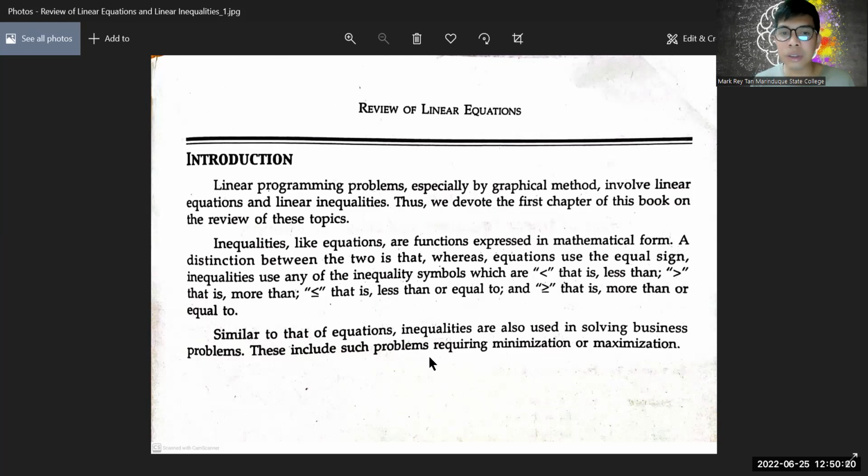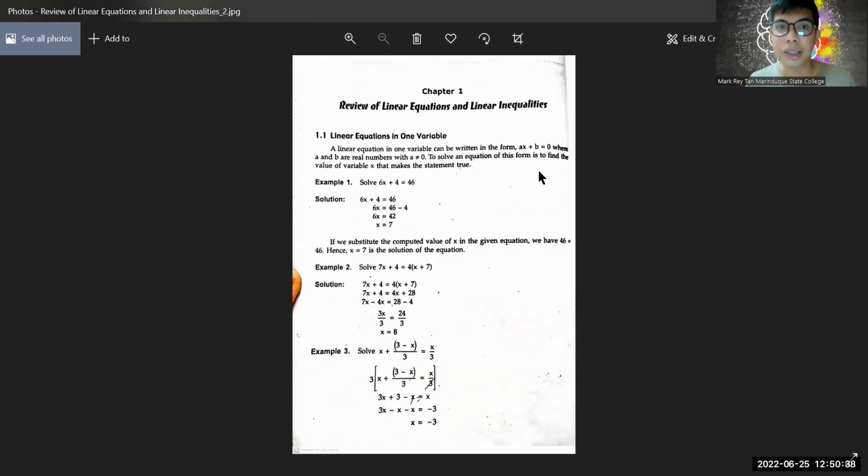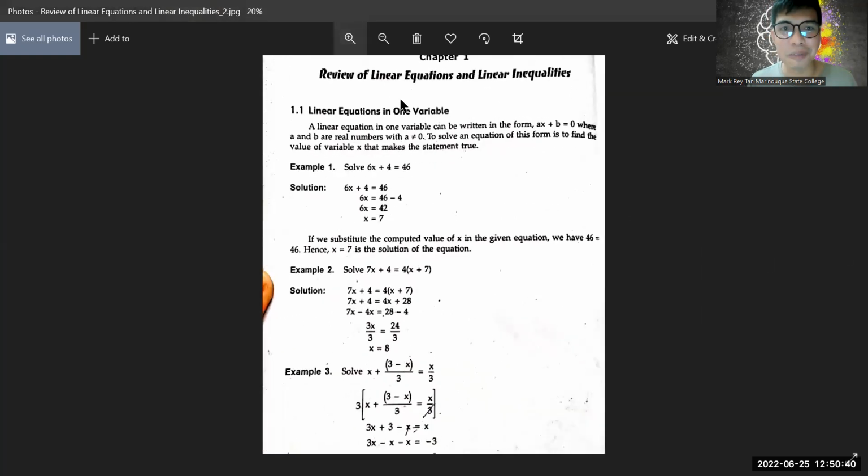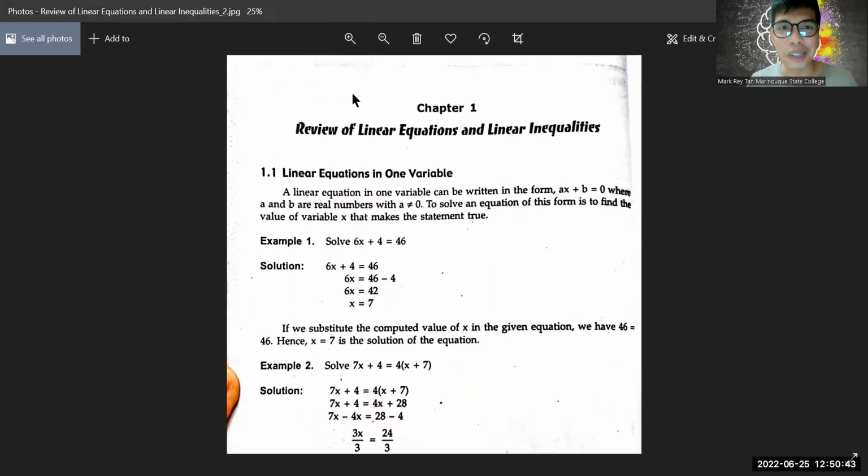Thus, this includes such problems requiring minimization and maximization. So basically, i-review lang naman natin itong linear equations and linear inequalities bago tayo mag-proceed dun talaga sa topic, which is the linear programming. Ayan, okay? So pagpasensyahan nyo na yung visual aid ko, low cost.